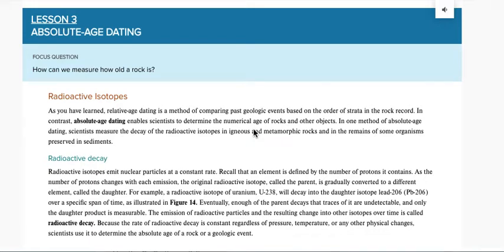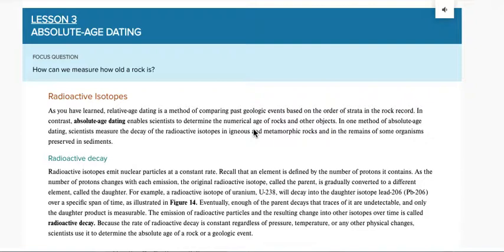So, in the last section, we talked about relative age dating, where scientists use things to get an approximate age, like these rocks are older than that rock because they cut through it, or whatever. So, it's kind of a comparative age way of telling the age of something.